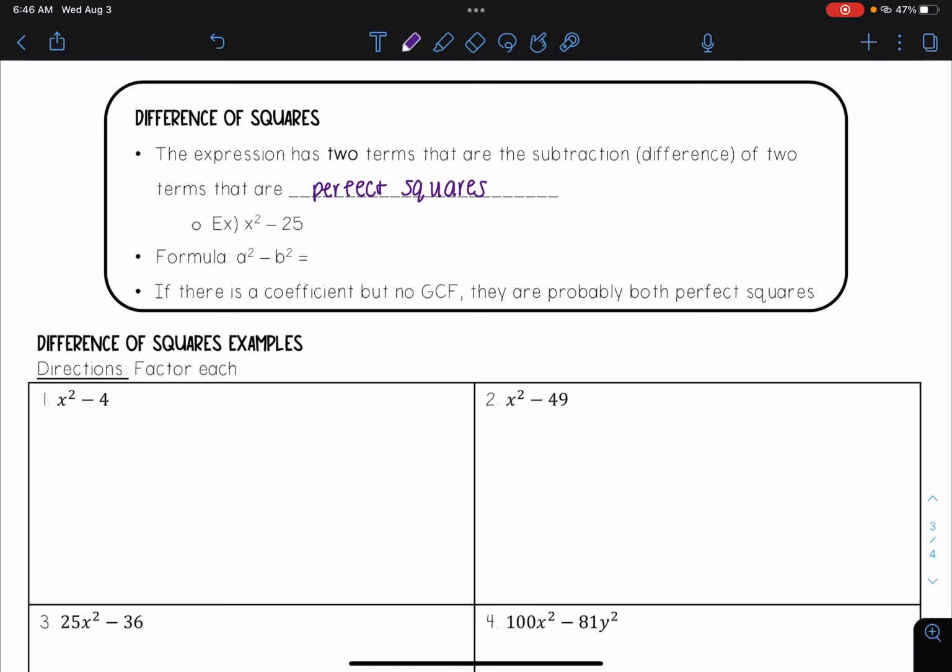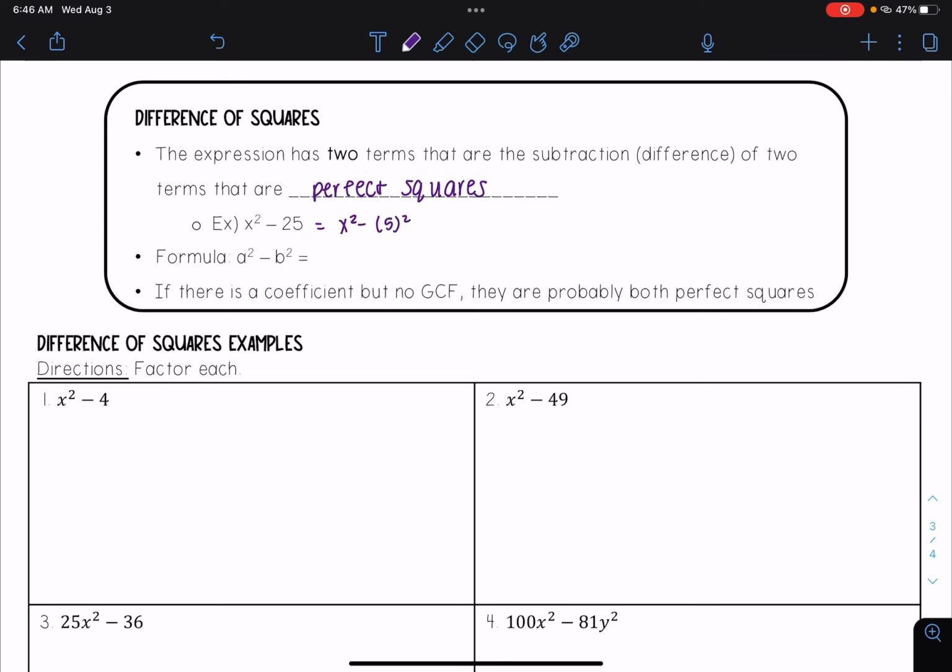So for example, a difference of squares would be x squared minus 25, because x is a perfect square since it's x squared, and 25 is a perfect square because 5 squared is 25. And so that would be an example of something that is a difference of squares.